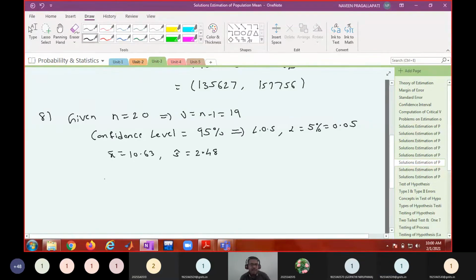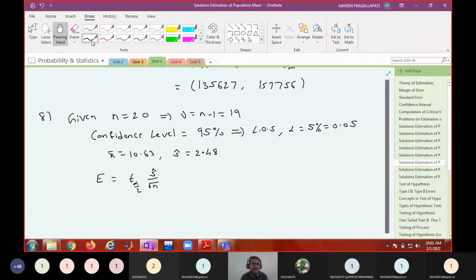And we are asked to find out the maximum error. So what is the formula for the maximum error? T alpha by 2 into S cap by root n. Here what is redundant actually? To find the maximum error estimate, X bar is redundant. Suppose the confidence interval is also asked, then this will be used.